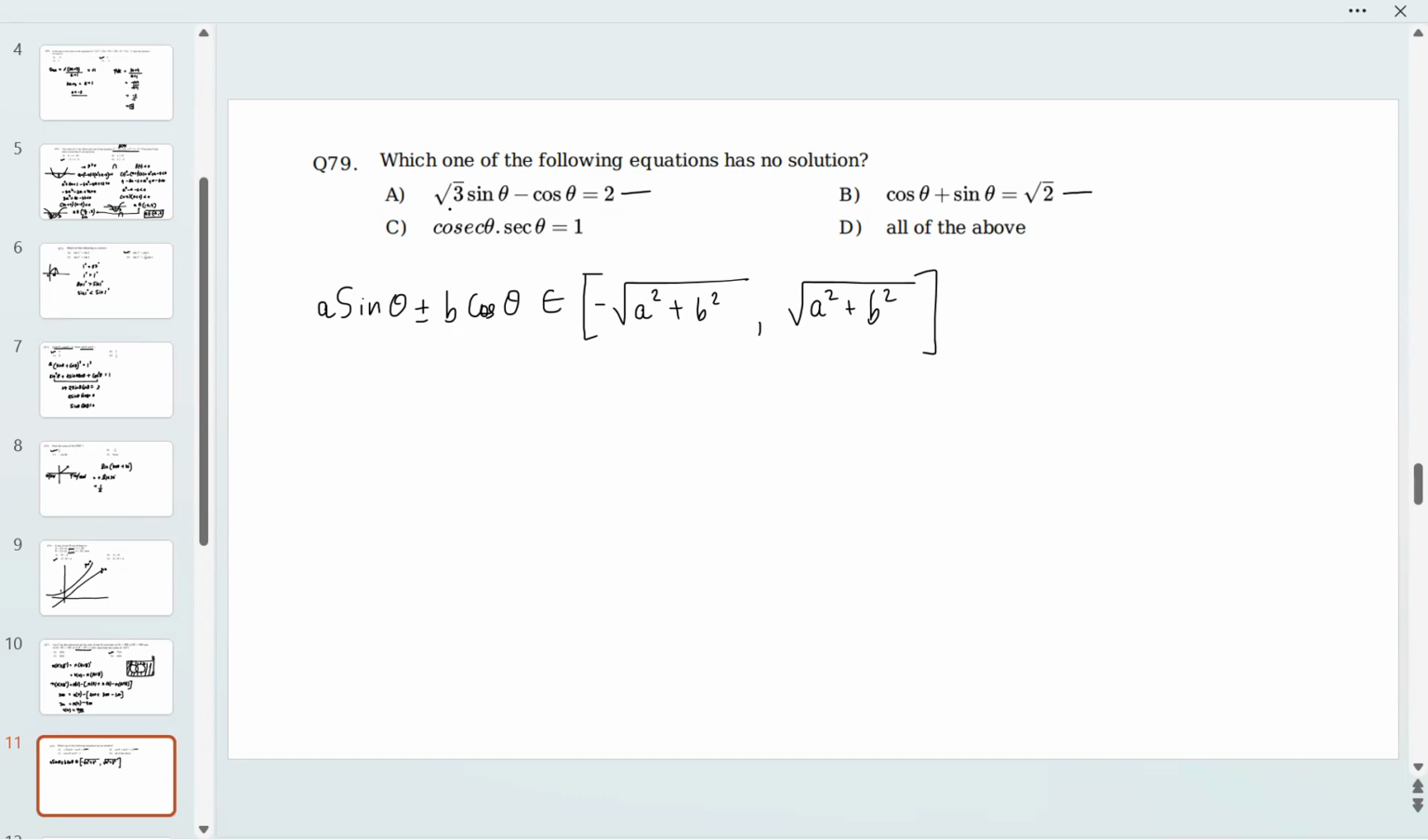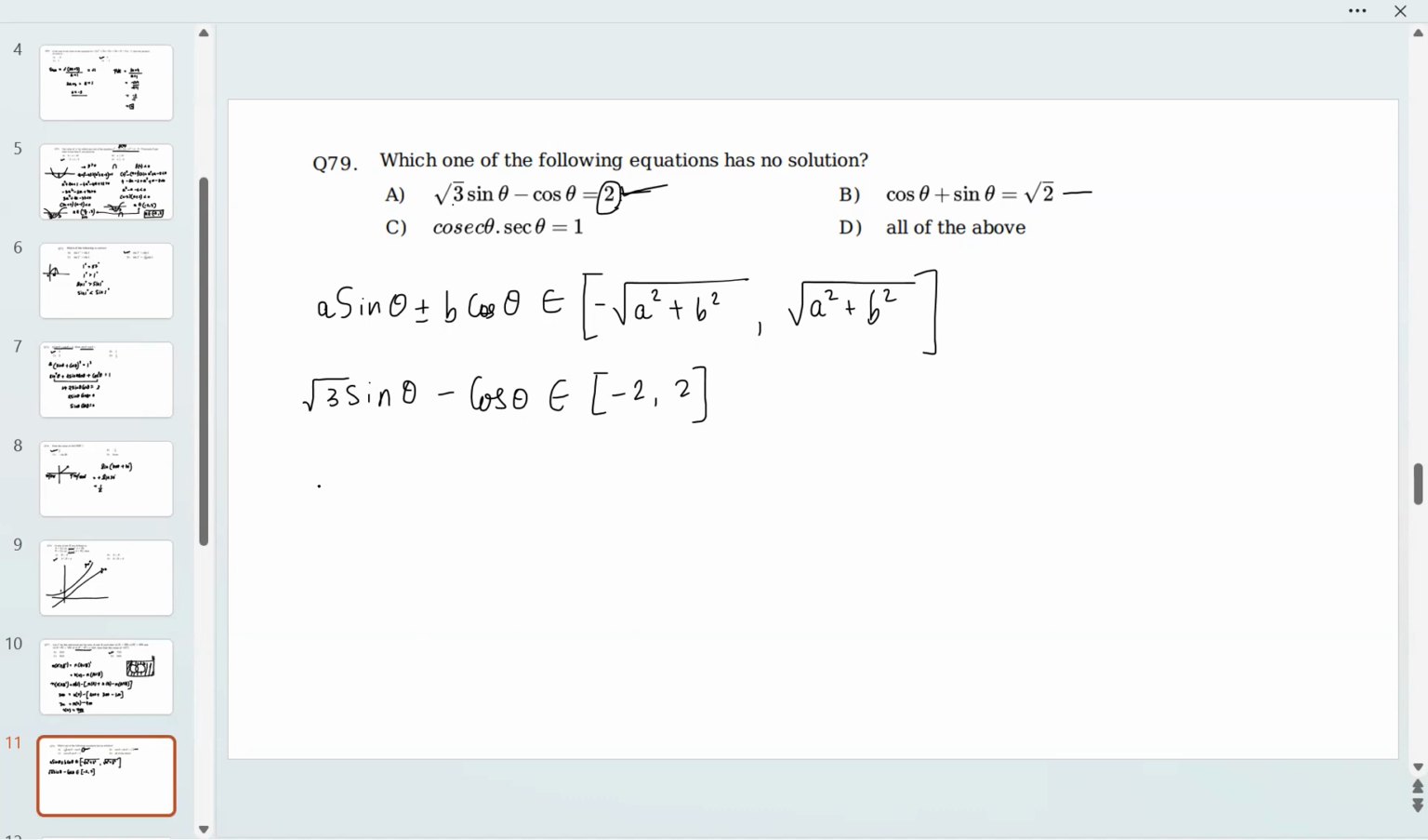For option A, the value of A is 2 and the value of B is 1. Please check. Under root 3 sin theta minus cos theta will lie between minus root of A square plus B square to plus root of A square plus B square. Root 3 squared is 3, 1 squared is 1. So under root of 3 plus 1, under root of 4, which is minus 2 to 2. So yes, this satisfies. This is a solution since 2 lies between minus 2 to 2.